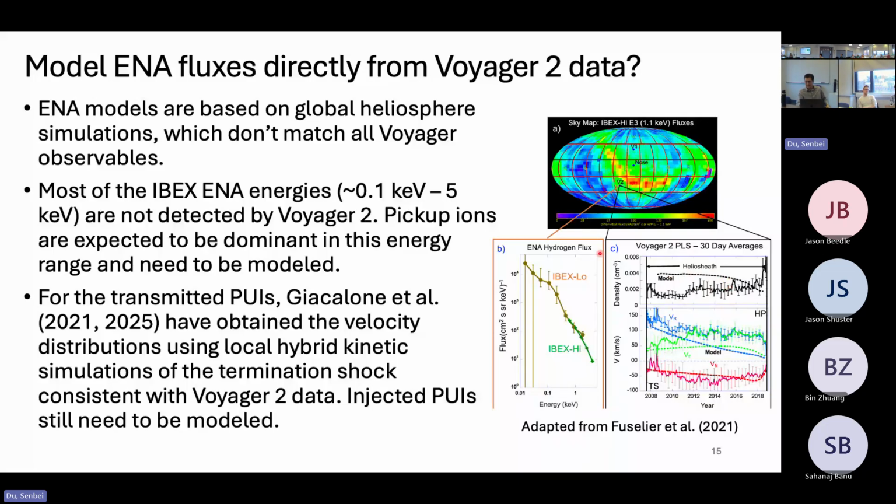Of course, the immediate issue is that Voyager does not measure the pickup ions, and those are in the energy range of IBEX. So we need to model the pickup ion distribution. For the transmitted pickup ions, again, we can use the previous simulations from the shock, since those are consistent with Voyager parameters. But for the injected pickup ions, we still need to model them.